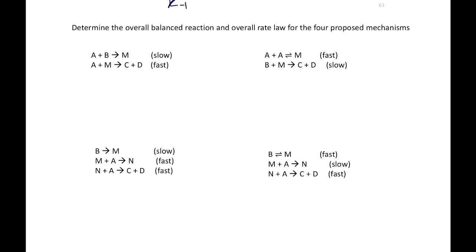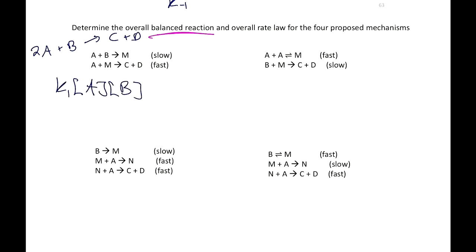I'll just straight up tell you. So it says, what's the balanced reaction? They're all the same. They're all 2A plus B gives us CD. They're all the same overall reaction, just different proposed mechanisms. So let's get the rate law. I think we already did these two. What's the rate law for this first one? It's just K times A times B, all right, because the slow step is the first step.